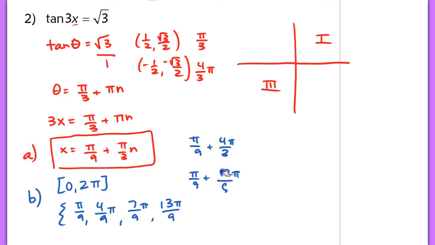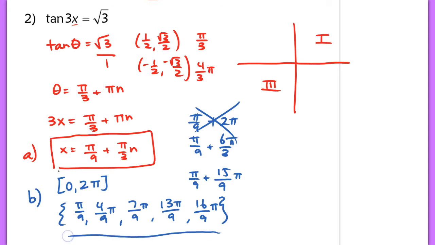Then when I add the next multiple, so 5/3 pi plus pi over 9, I have 15/9 pi plus pi over 9, so that's 16/9 pi. And then when I add my next multiple, that next multiple would be 6 pi over 3, which is 2 pi. So you have 2 pi plus pi over 9. Clearly that will not fall within your range here, or the domain you're searching for, that interval. So these are the only solutions between 0 and 2 pi.